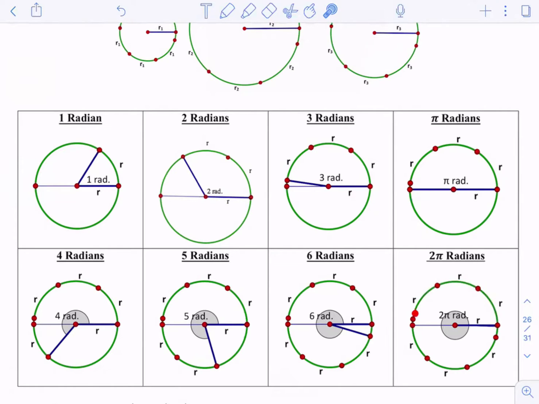1, 2, 3, 4, 5, 6, and a bit more. So 2 pi equals 360 degrees. Exactly. But the only one we really want to use when we're converting the units is that pi is 180. Pi radians is 180 degrees because that just makes it easier for us.